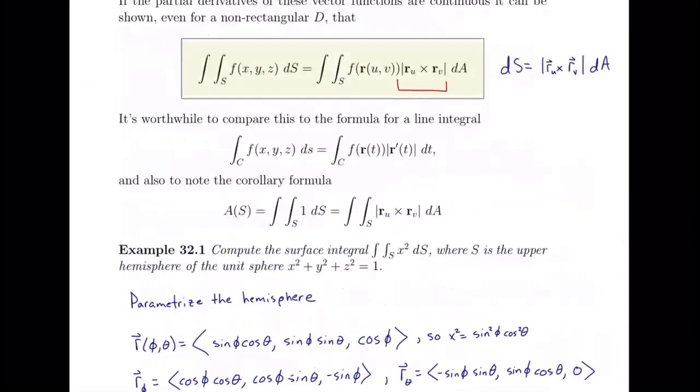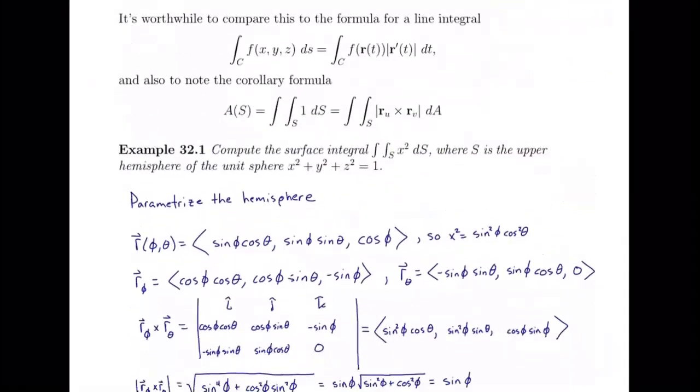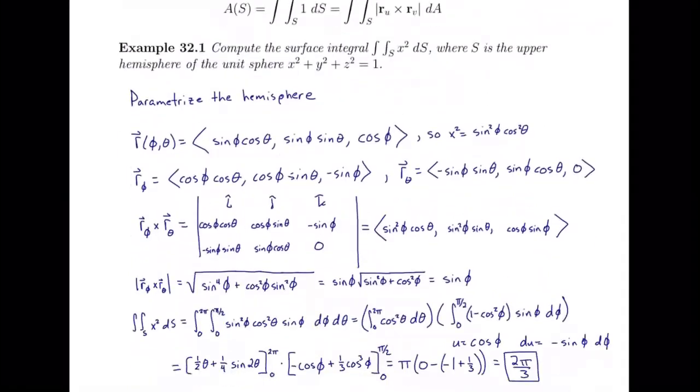It's just sine of phi, and then f of r of uv, well, that's going to be given by, we know that x squared is f, and that's just going to be sine squared phi cosine squared theta. So putting all of that together, we have this, our integral x squared over ds. Now we're going from 0 to 2 pi in theta, so all the way around the xy axis to get the full circle that is the base of the hemisphere.